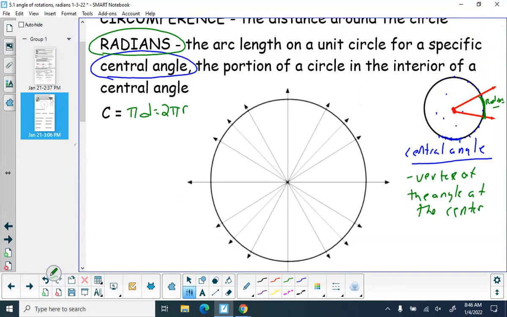Well, what we have here is a circle, and I have a bunch of rays coming off of that.